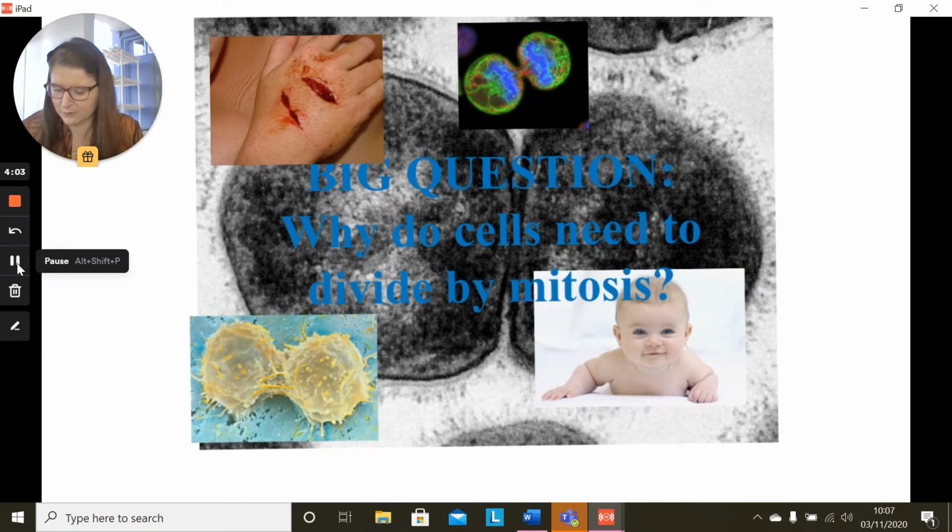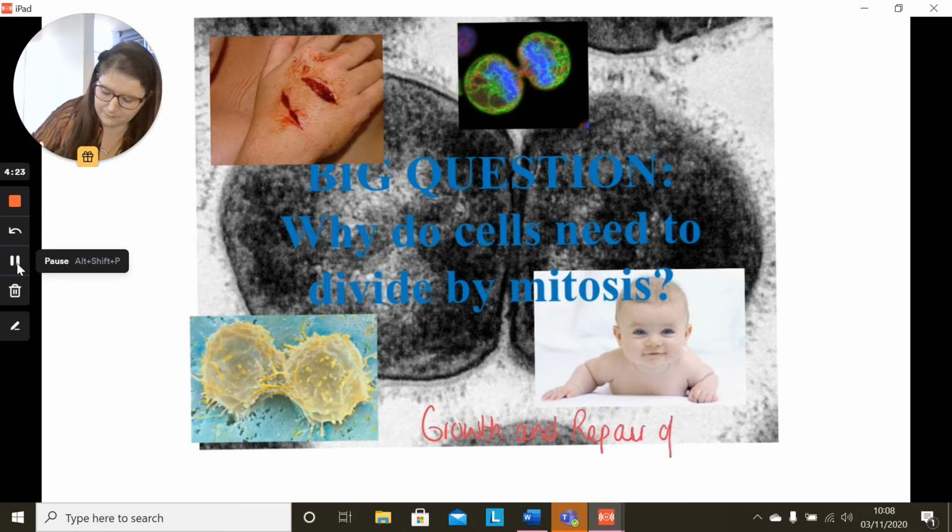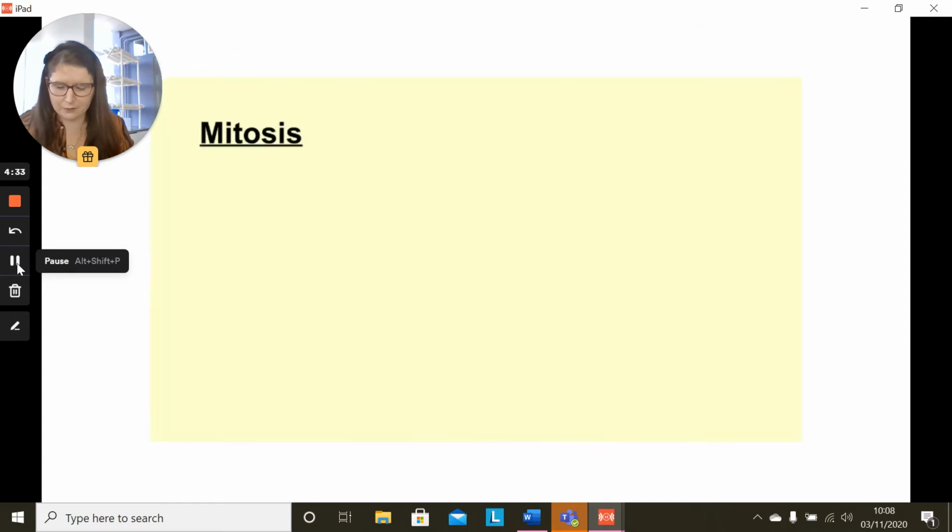And as we can see from the images, obviously we've got cuts, okay? So we need mitosis for growth and repair of cells, okay? That is why we need mitosis for growth and repair of cells. Without it, we wouldn't be able to grow because we wouldn't have enough cells then for us. So what is mitosis then? So I'm going to go through and I'm going to draw mitosis for us.